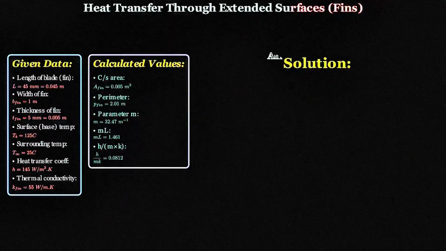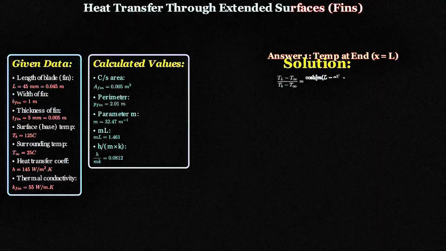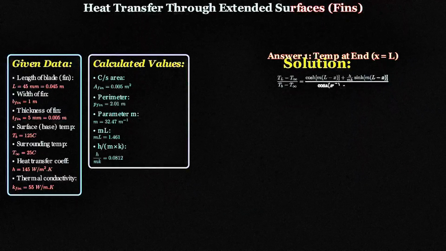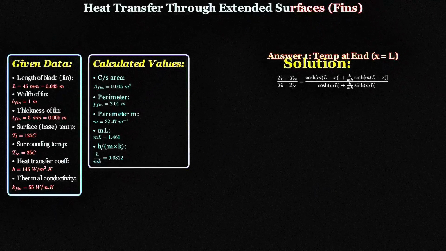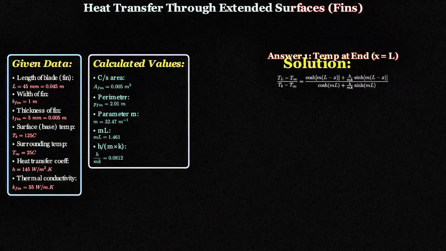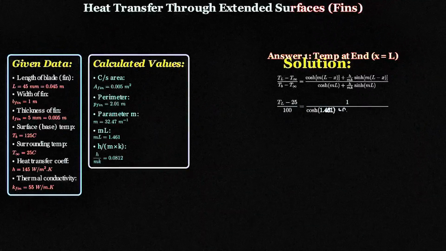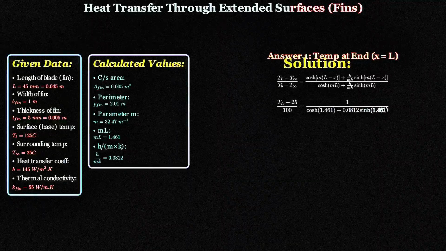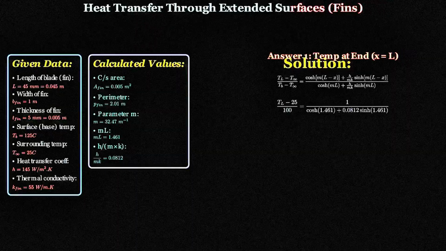Now we're ready for answer 1, the temperature at the end of the fin, where x equals L. For a short fin with convective boundary conditions, the temperature distribution is given by T minus T subscript infinity divided by T subscript B minus T subscript infinity equals cosh of m times open parentheses L minus x close parentheses, plus h over m times k times sinh of m times open parentheses L minus x close parentheses, all divided by cosh of m times L plus h over m times k times sinh of m times L.